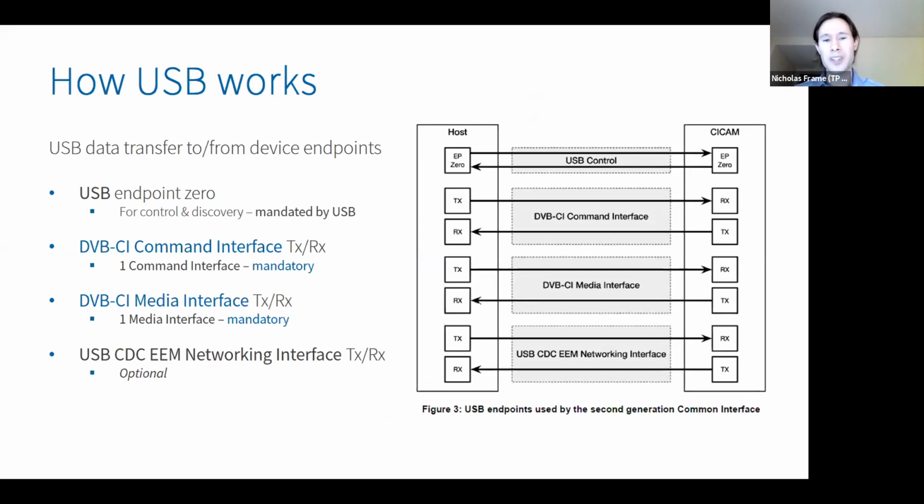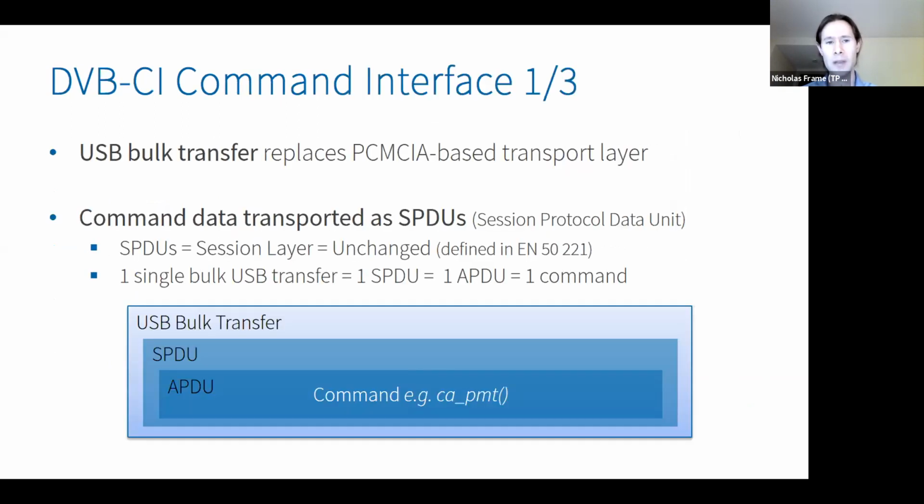Briefly, how USB works at a very high level. Effectively, data is transferred between the host and what we call device endpoints. And so for DVB-CI Plus, we need two pairs of endpoints for the command interface and for the media interface for sending and receiving data. In addition, there's an optional pair of endpoints for a networking interface that I'll go into a bit more detail about later on. But that's at a very high level how data is exchanged between a device and a USB host.